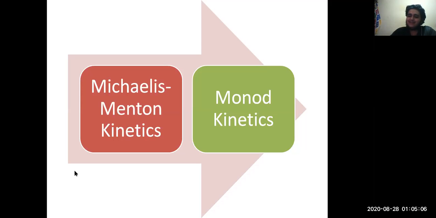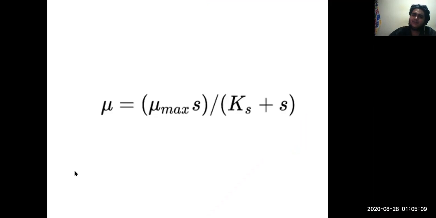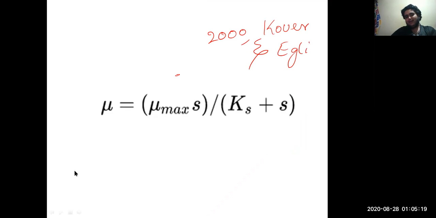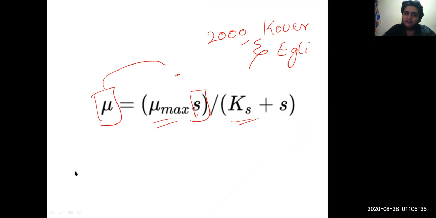And there was a study in 2000. There was this paper by Kovar and Egli. They tried to compare these parameters, which they called the Monod parameters. Basically, these are the core, key factors involved in the Monod equation, and they are mu and s. Similarly, we have mu max and Ks. So they tried to correlate mu and s, that is specific growth rate and substrate concentration, and then maximum specific growth rate with the substrate utilization constant.